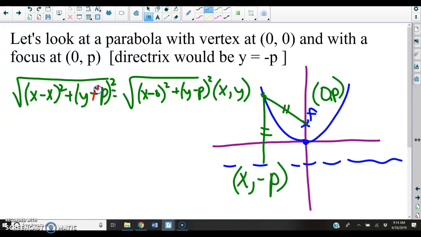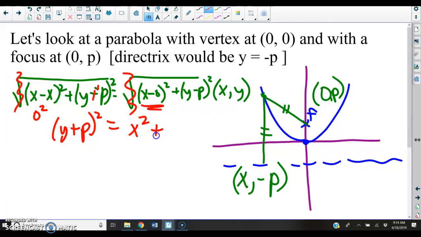I'm going to clean this up right away. Please agree with me that if you've got a square root equals a square root, when we go to work solving, we can get rid of them. So we don't need to keep the square roots. Now let's simplify. This will become 0. This is still going to be (y plus p) quantity squared. This one is going to become x squared. And this is going to be (y minus p) quantity squared.